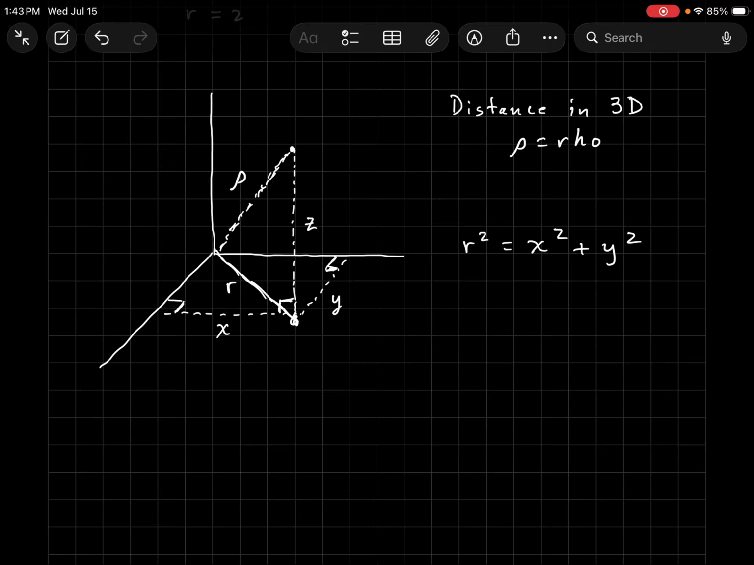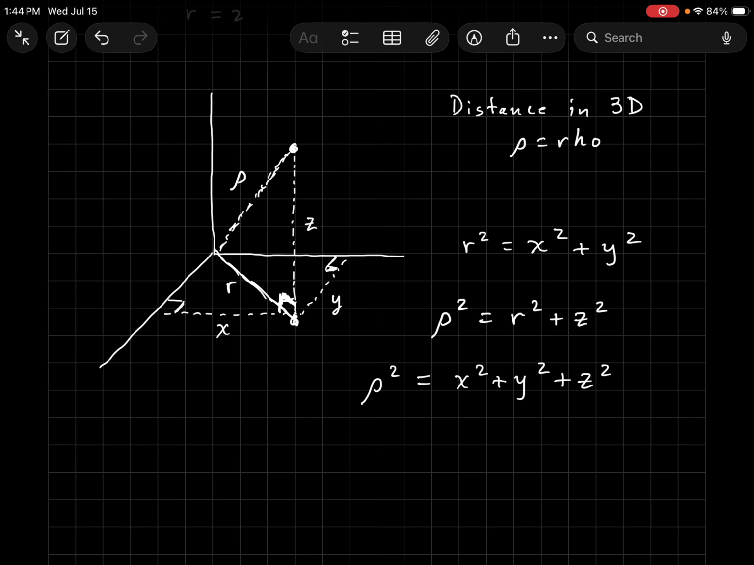But notice here, and I'm going to redraw my right angle. There's a right angle here that goes above the line r up the z-axis to the point at the top. So there's a right angle there as well. So we can do the Pythagorean theorem on that too. And the Pythagorean theorem says that rho squared equals r squared plus z squared. And then substituting in, we see that rho squared equals x squared plus y squared plus z squared.